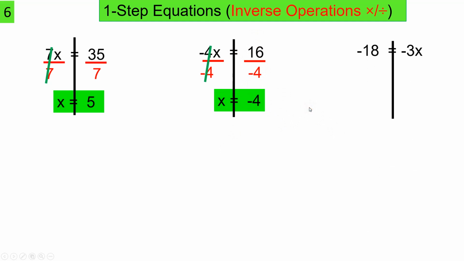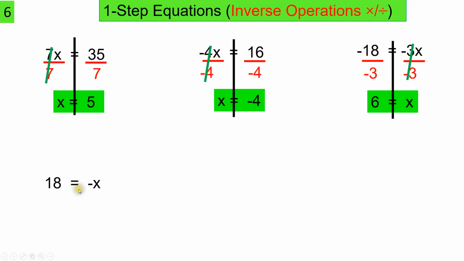Next, okay. It's on the other side, so what? Okay, so I want to get rid of the negative 3, so I divide by negative 3, right? So it becomes 1, right? Negative 3 over negative 3 is 1. Okay? So that's x is equal to 6.